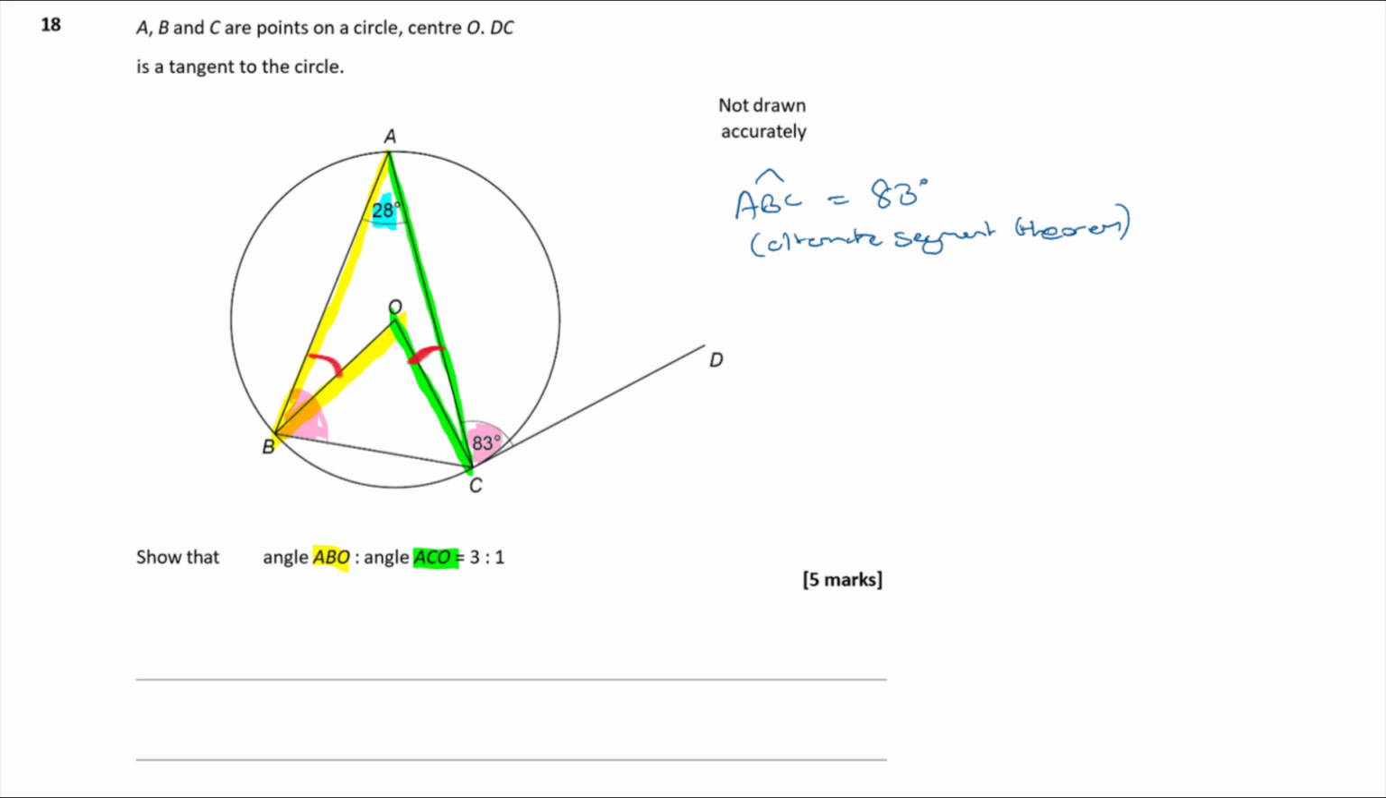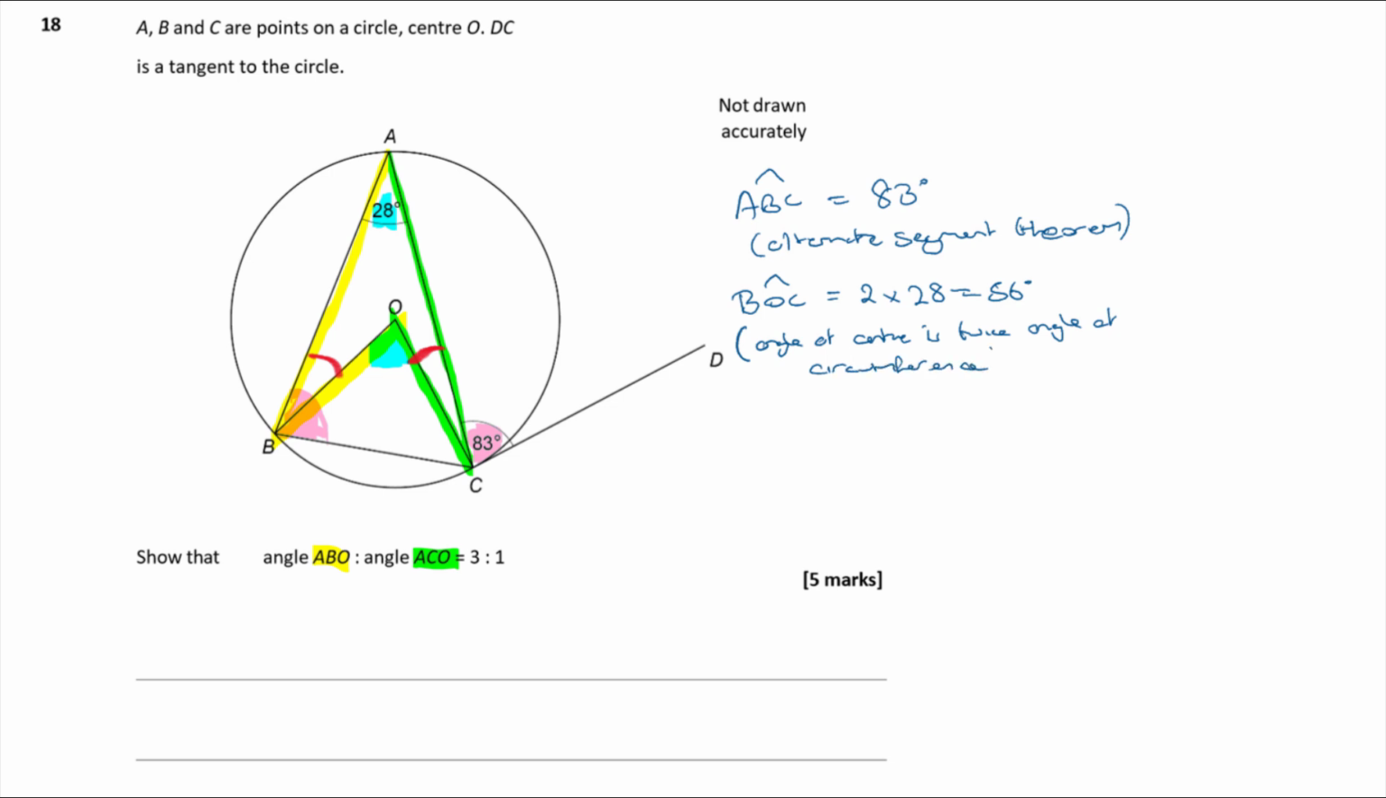What else do I know? I know the angle at the center, don't I? So I can look at that 28 and use it to find this angle down here, because I know that the angle subtended at the center is twice the angle at the circumference. So that tells me that angle BOC is equal to 2 lots of 28, which is 56 degrees. And the reason for that is angle at center is twice angle at circumference.